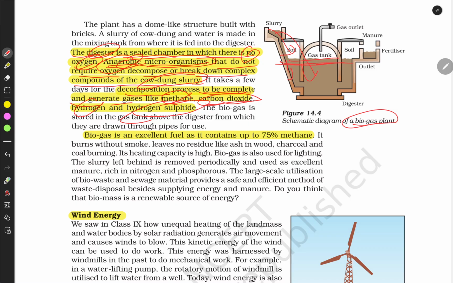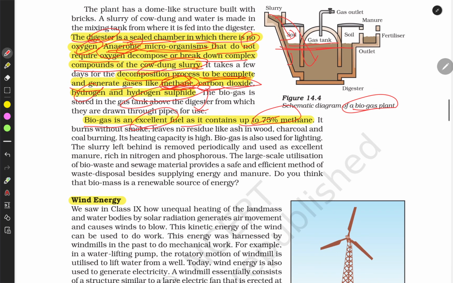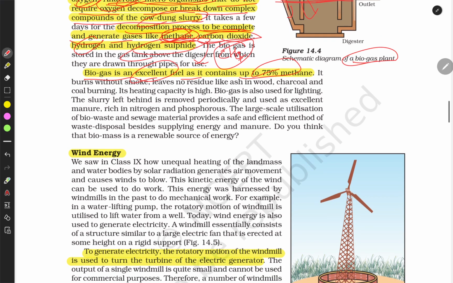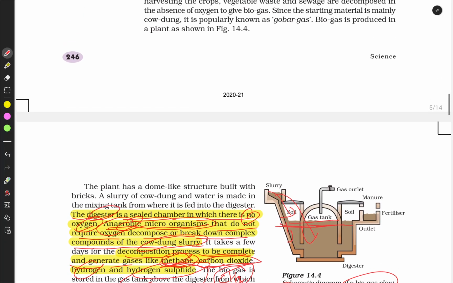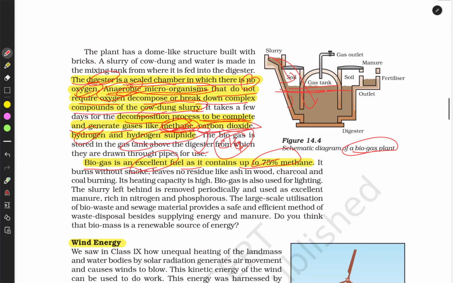And methane acts as a fuel. Biogas is an excellent fuel and contains methane. So methane is a fuel. When methane burns, it is very flammable. Methane is CH4. This is how in most villages this way of clean energy can be obtained for domestic purposes only.